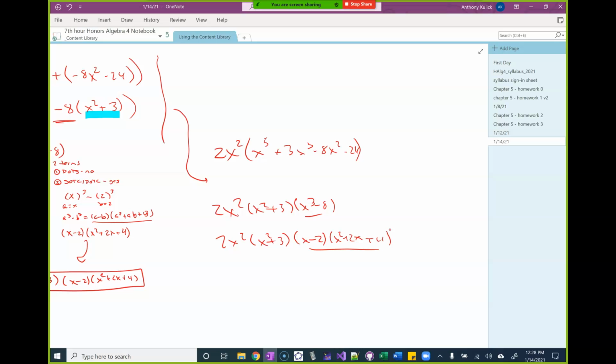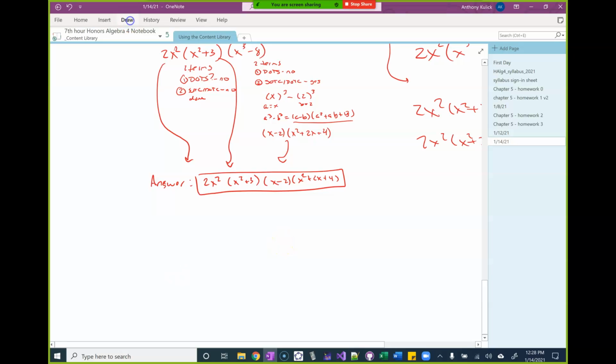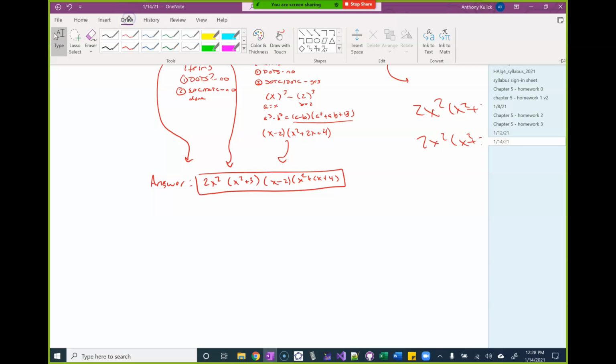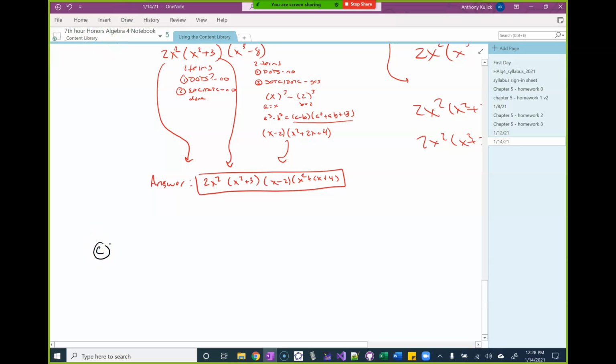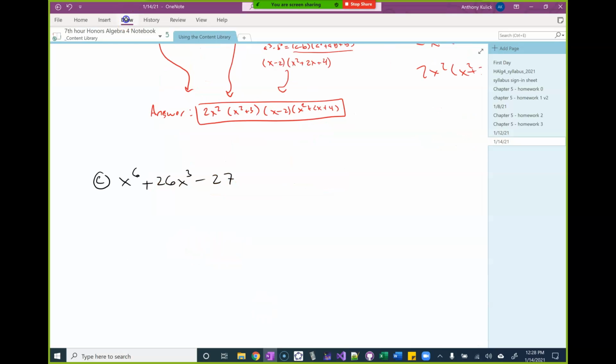Okay. Let's do one more example, and then we'll move on to solving and then combine those two ideas together. So the next one is this one. So again, the first thing would be to start with looking for a greatest common factor. Is there one? No way.